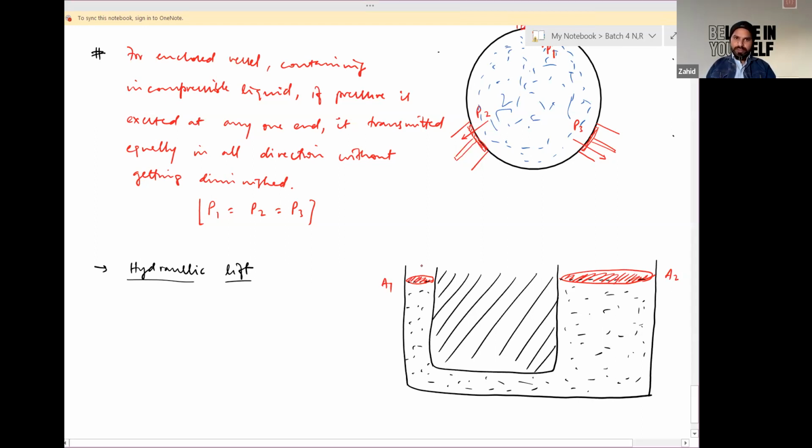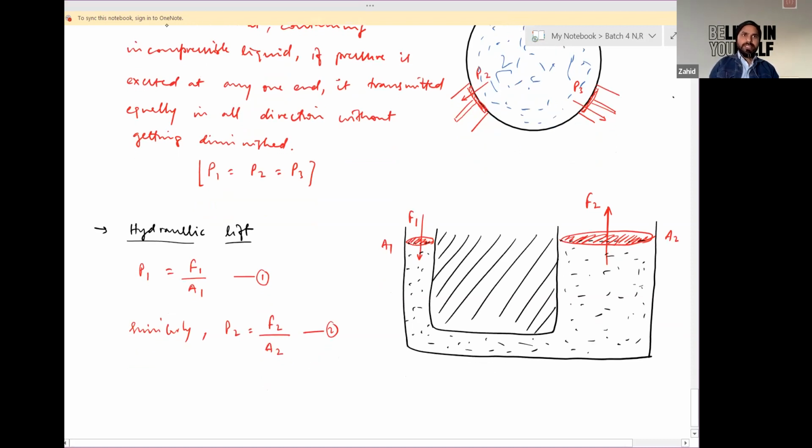Now suppose force F1 is applied along this direction like this. So it will generate pressure in this particular fluid. Since this liquid is incompressible and this vessel is enclosed, it will generate a force along this direction at this point. So pressure at the first end, the smaller piston, and pressure at the larger piston should be equal. So if you calculate, P1 equals force divided by area of cross section, equation first. Similarly, P2 equals force divided by area of cross section, second equation.